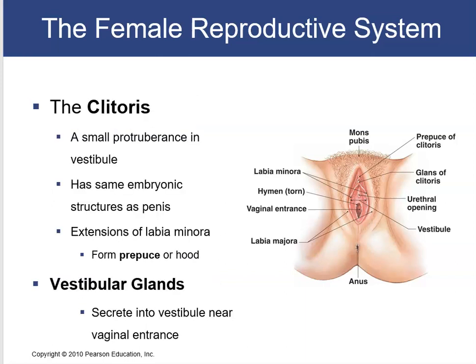Also in the vestibule, you will find the clitoris. This is a very small protuberance, and this is another structure that has the same embryonic structures as the penis in the male. There are three columns of erectile tissue in the clitoris, the same as you see in the male penis. And also extensions of the labia minora will form the prepuce, or the hood over the clitoris. There are also vestibular glands here that secrete into the vestibule near the vaginal entrance, providing lubrication.